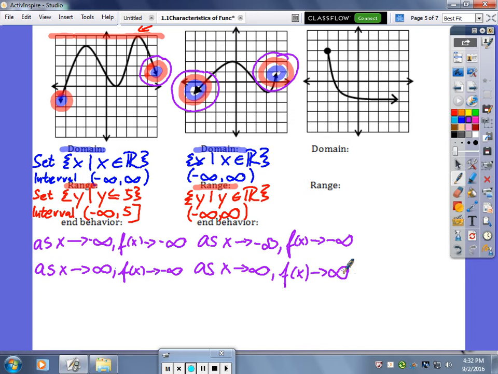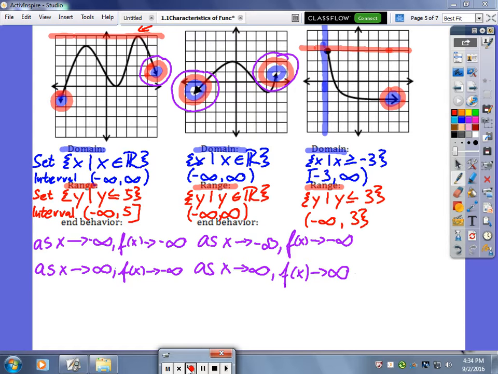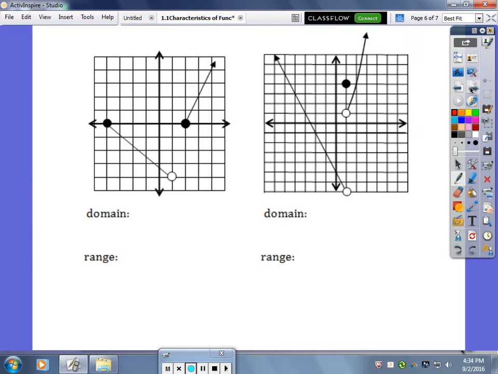So try out that next example by yourselves and check the answer with mine. You don't have to do the end behavior, just focus on domain and range. Hopefully your solution looks like mine. And now let's go to our last two examples where we have discontinuous domains and ranges and see how we analyze and describe these.